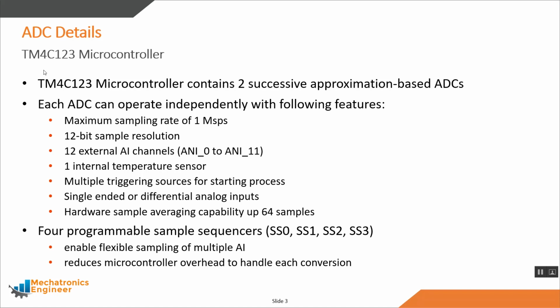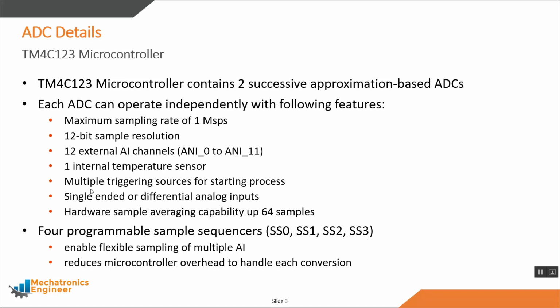The TM4C123 microcontroller contains two integrated ADC modules, which share 12 analog inputs and can be operated completely independent of each other. The two modules are successive approximation-based ADCs. Each ADC module has the following features: a maximum sampling rate of 1 million samples per second, 12-bit sample resolution, 12 external analog input channels, and one internal temperature sensor.